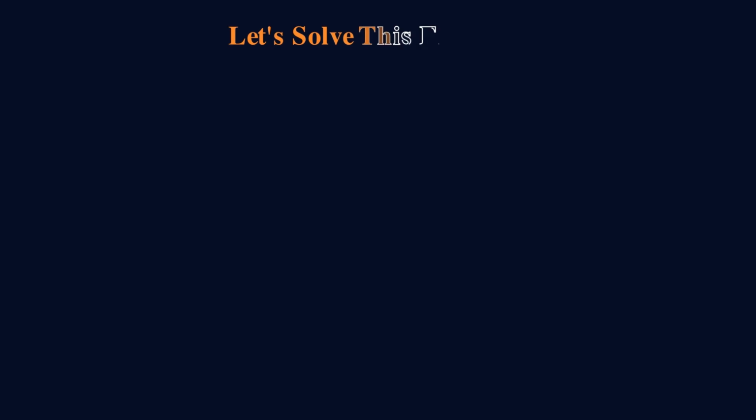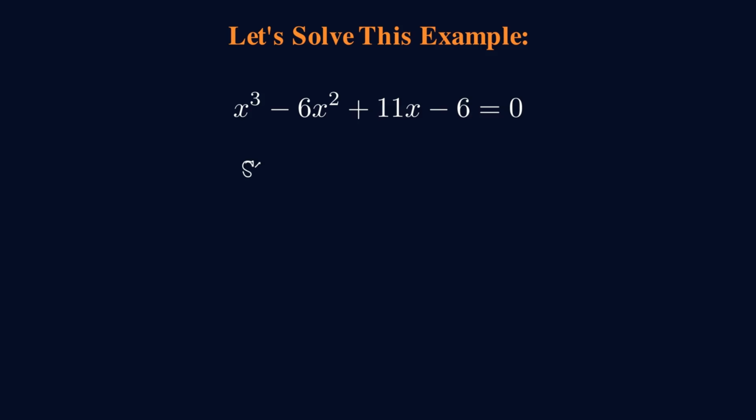Let's solve this specific example: x cubed minus 6x squared plus 11x minus 6 equals 0. Don't worry if this looks complicated. We'll break it down step by step. You'll see how elegant this method really is.